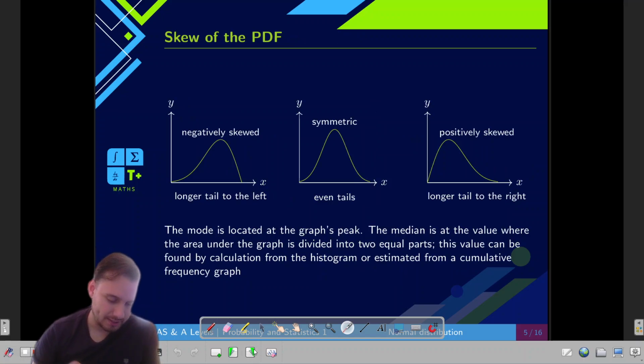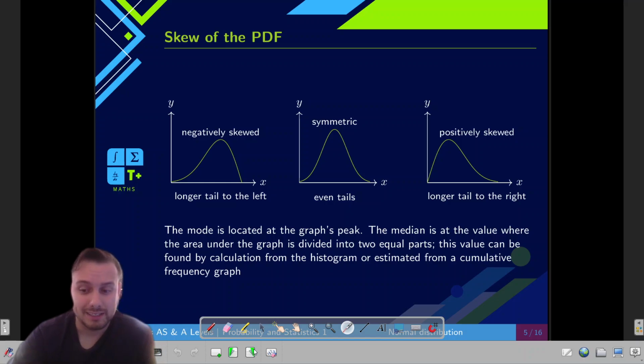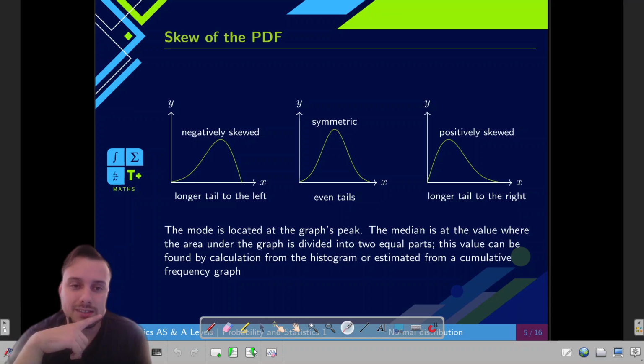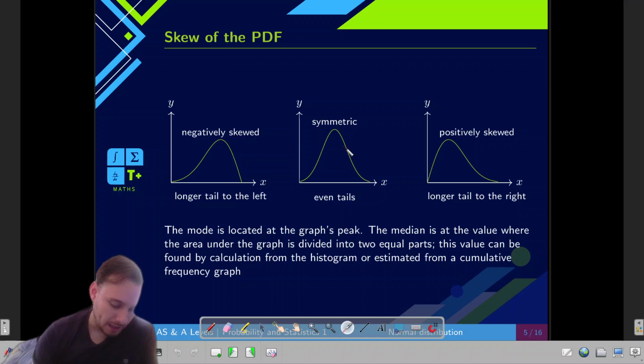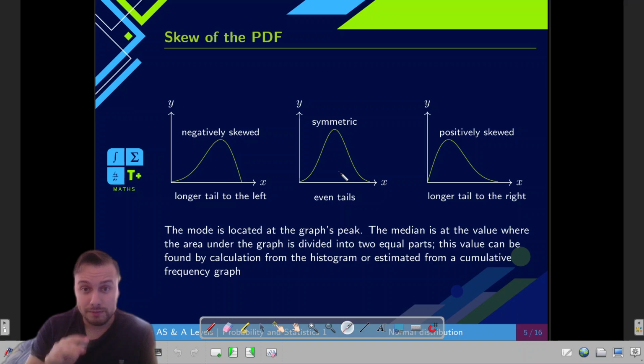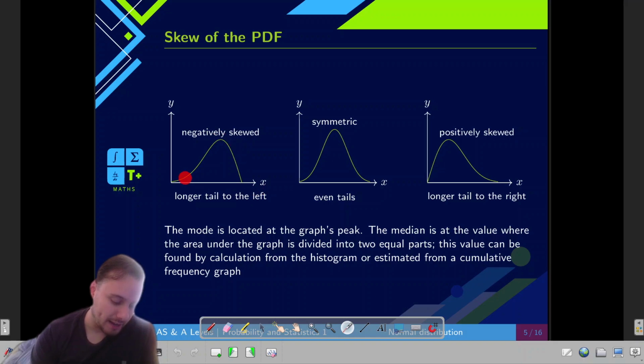What comes next is a reminder of what we call a function or a distribution being skewed. We talked about skewness when we discussed data in one of our first topics, having to do with when data is not symmetric. If you look at this PDF at the middle, you can see that this is a symmetric curve with even tails. And then we had negatively skewed data that had a tail that is longer to the left, and positively skewed data that had a tail that is longer to the right.